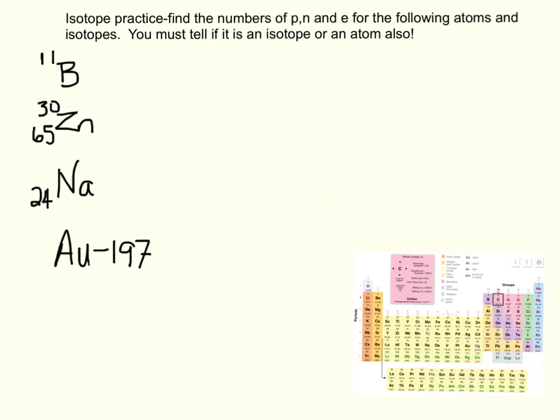Okay, I'd like you to do these problems in your notes, and I want you to find the protons, neutrons, and electrons, and then tell me if it's an isotope or if it's the actual atom on the periodic table. So take a minute, pause this, and do that.